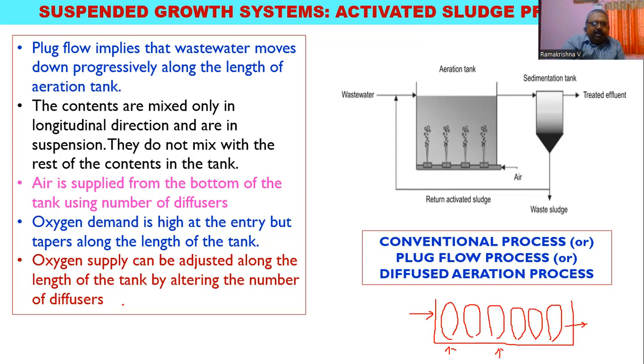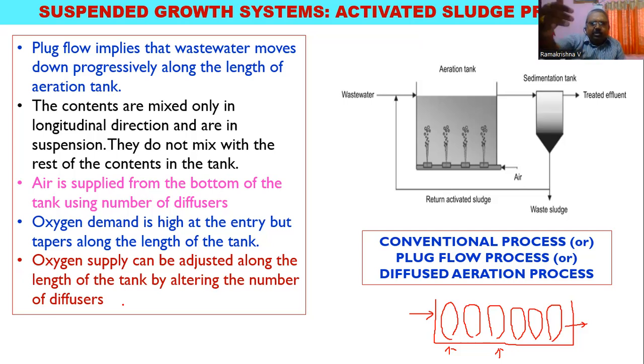Then oxygen demand is high at the entry, but it tapers down along the length of the tank, because initially, in the first phase or starting length of the aeration tank, most of the oxygen is utilized by the wastewater here. So as you go down the long tank, the amount of oxygen requirement may be less, but still we are supplying the oxygen or the air continuously and uniformly throughout the tank.